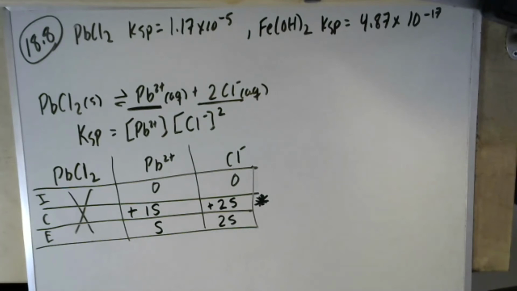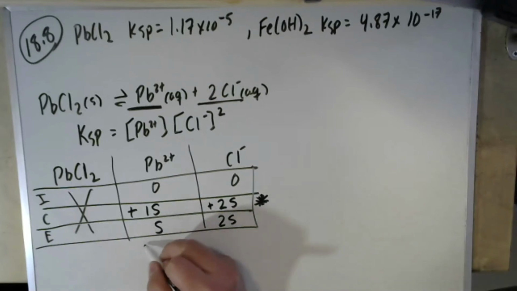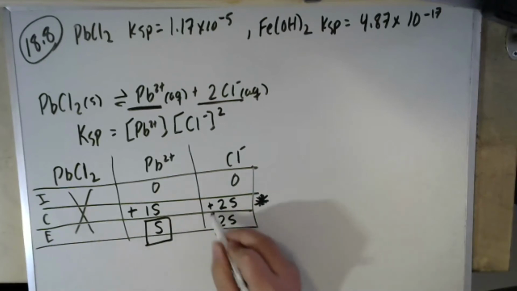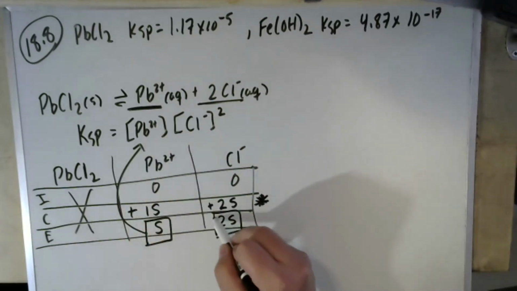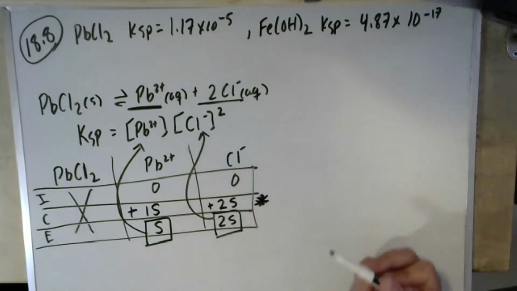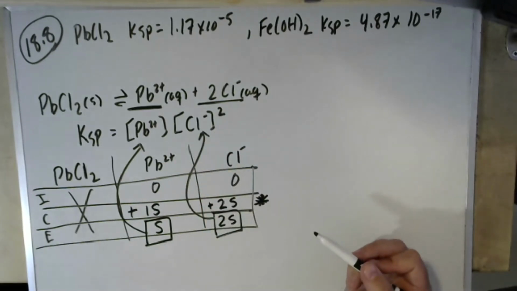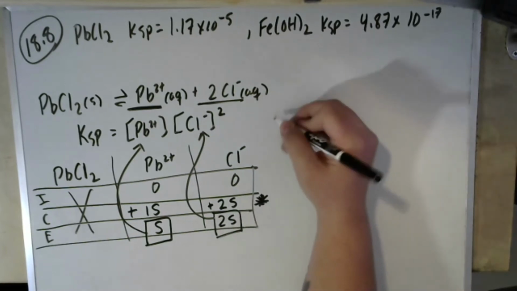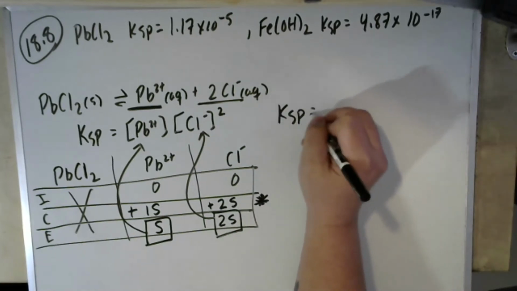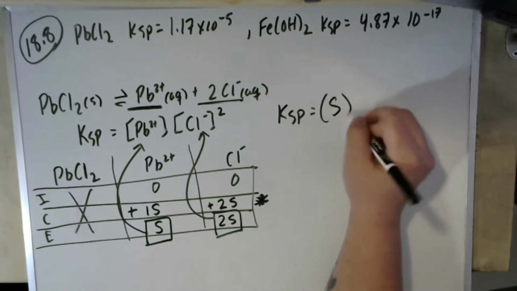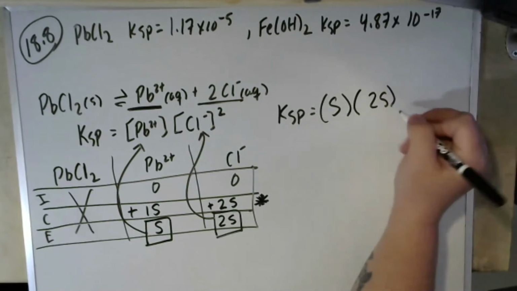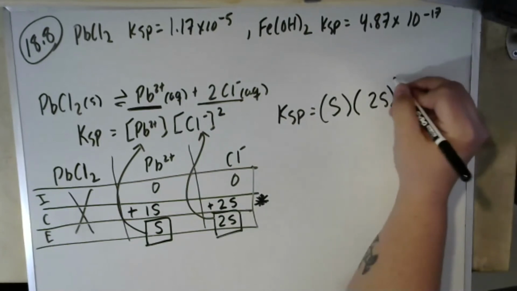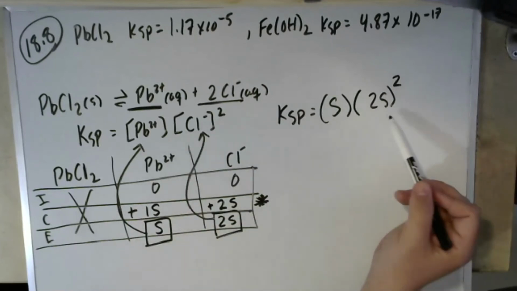All right. Now, your next step in solving for the solubility is you're going to take these values and plug them into your KSP expression for their corresponding concentrations. Okay, so we can rewrite our KSP expression as S, which is going to represent our lead, times 2S, which represents our chloride ion, and we have to square that because in our KSP expression, our chloride is squared.